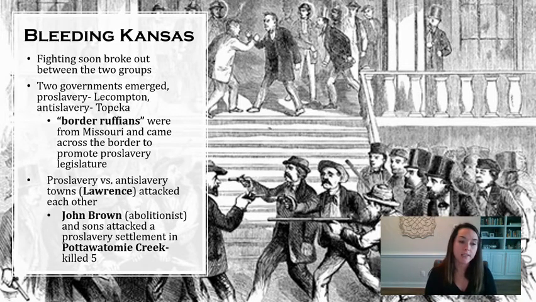Lawrence was an anti-slavery town, and there was an attack there. John Brown, who we'll talk more about, he was a radical abolitionist. He believed that God was telling him to basically kill slave owners. He goes into the Pottawatomie Creek area. He kills 5. Pro-slavery people attack the town of Lawrence, the sack of Lawrence, and kill some abolitionists there. And this is going to be known as Bleeding Kansas.